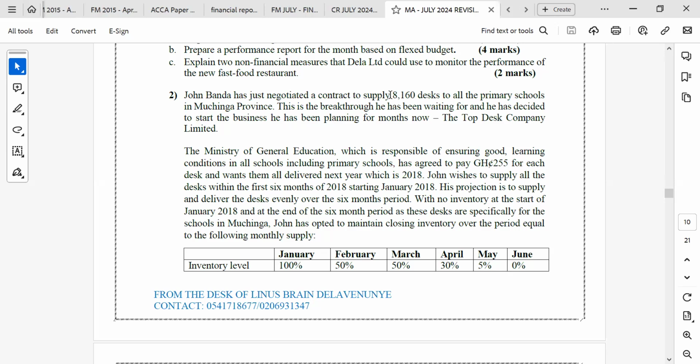His projection is to supply and deliver the desks evenly over the 6 month period, with no inventory at the start of January 2018 and at the end of the 6 month period, as these desks are specifically for the schools in Muchinga. John has opted to maintain closing inventory over the period equal to the following monthly supply. January is 100%, February 50%, March 50%. Please, can they scroll up?